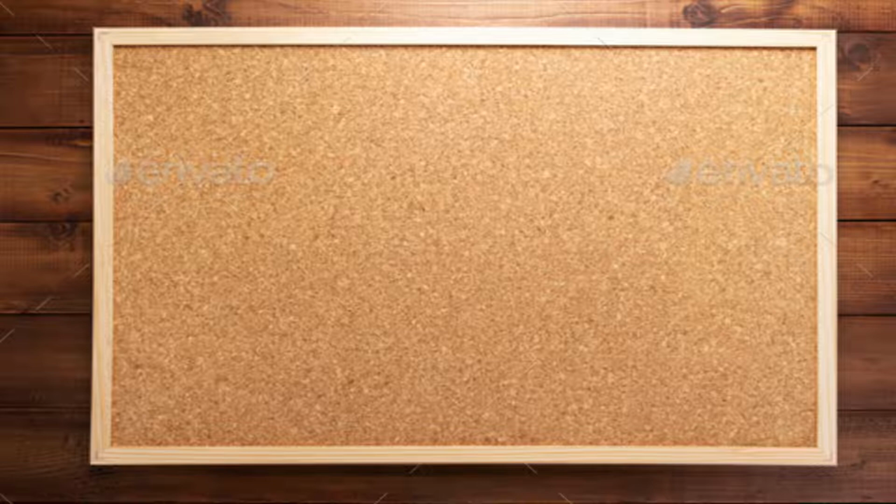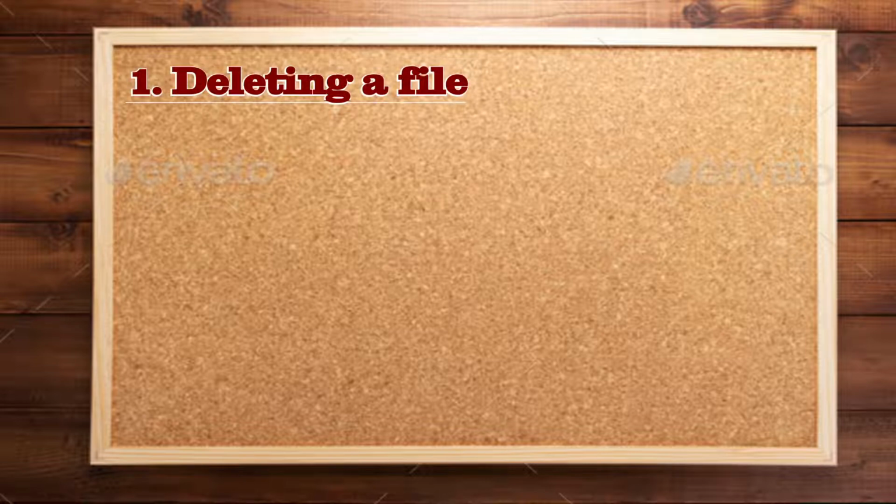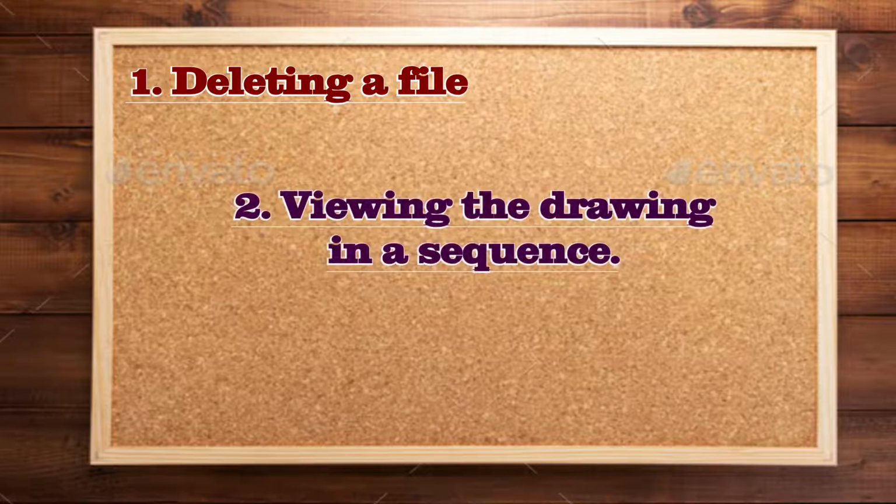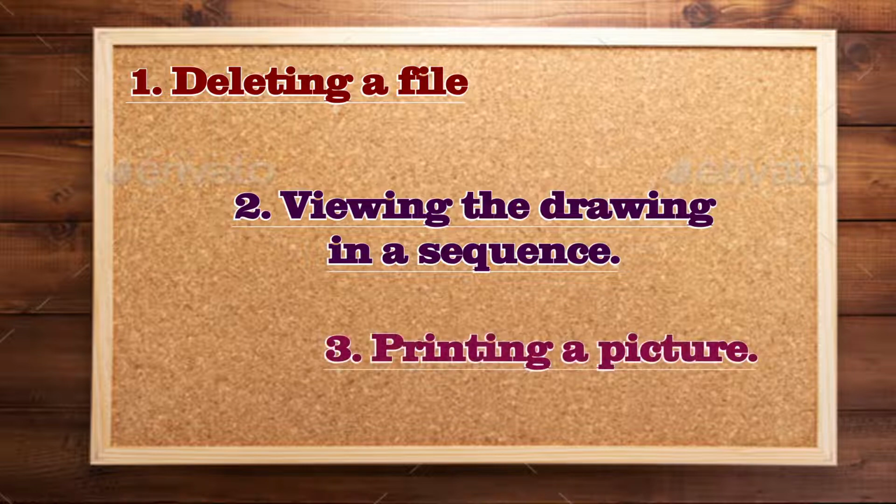Then we have discussed 3 actions that we can do in a picture. First is deleting a file. Second, viewing the drawing in a sequence. Third action is printing a picture. So let us see how can we do these 3.